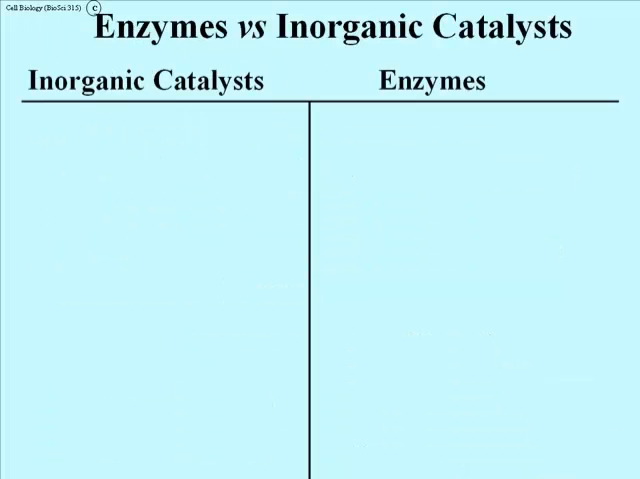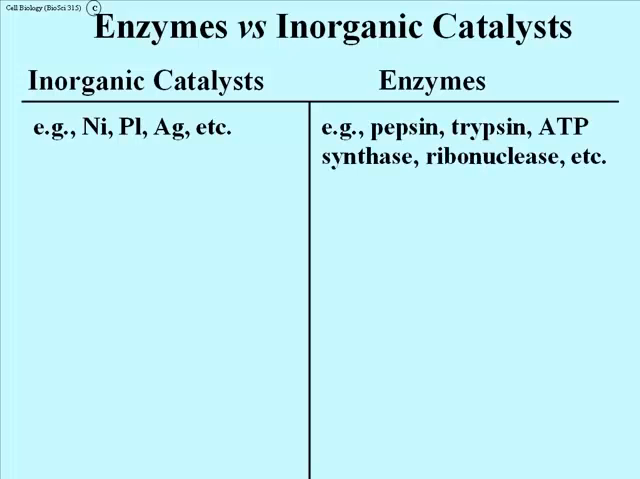Let's compare enzymes, biological catalysts, with some inorganic catalysts. Inorganic catalysts are manifold, but they include many of the rare metals, nickel, platinum, silver, and so on. Even hydrogen gas is a catalyst. And typical enzymes have names like pepsin and trypsin. These are digestive enzymes originally discovered in the stomach in the case of pepsin, in the pancreas, actually in the small intestine, but coming from the pancreas in the case of trypsin.